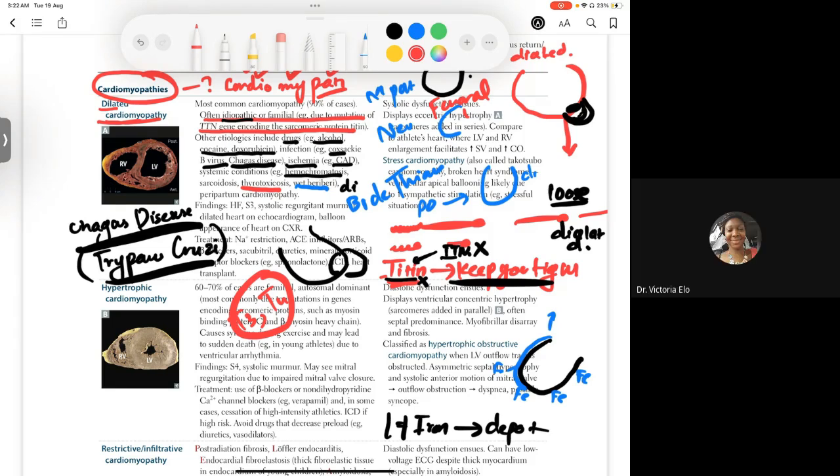I think T3 is the active form, and then T4 is inactive, right? So what is the function of T3, the active form? It controls your body metabolism and your energy balance. What's the function of T3 and T4?